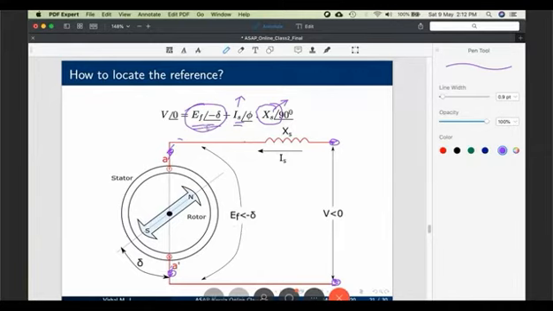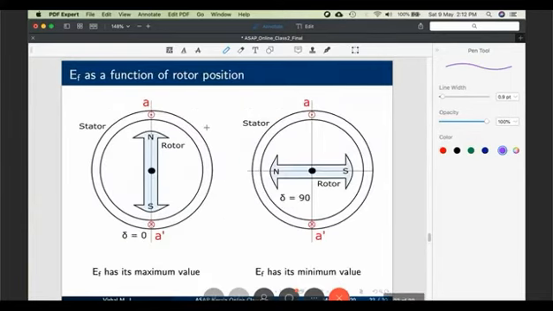Then how to do that? Because only if we know EF, then we will be able to synthesize V. To find EF, formulas will not help us. Voltmeter or CROs will not help us. Then what is the solution we have? That is, EF is a function of the position of the rotor. Consider phase A. I am showing only phase R, the red colored phase, A star. Let it be ABC.